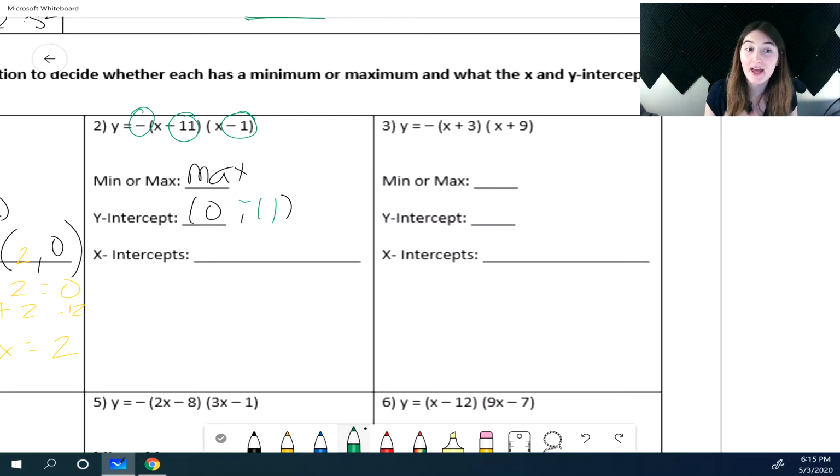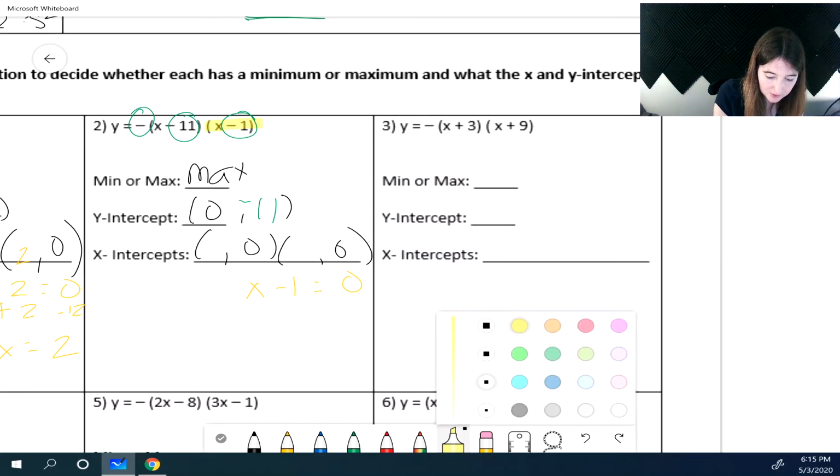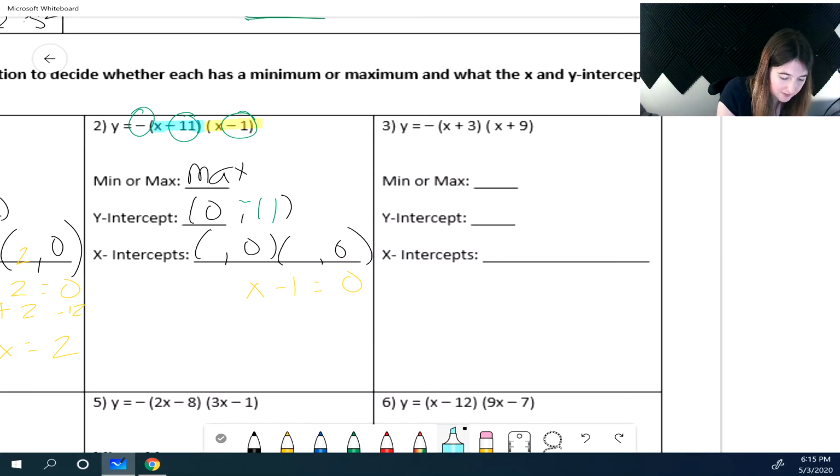Okay, last are x-intercepts. X-intercepts means x is a number, y is 0. How do we find that x value? We take our factors and we set them equal to 0. So we have x minus 1 equals 0. And we're going to have x minus 11. Oh, why did I write equals 11? Oh my goodness, Woods. Turn on your brain. X minus 11 equals 0.